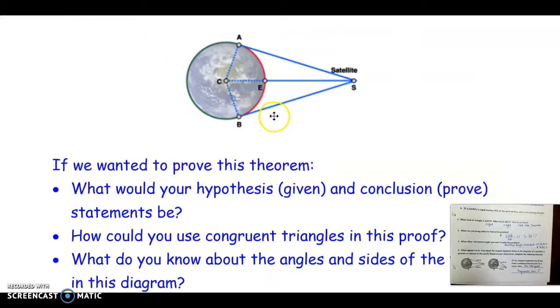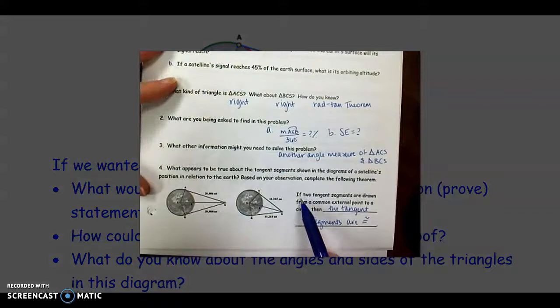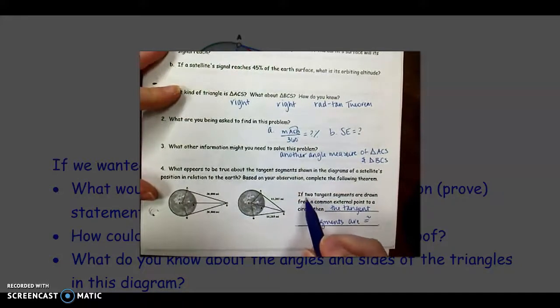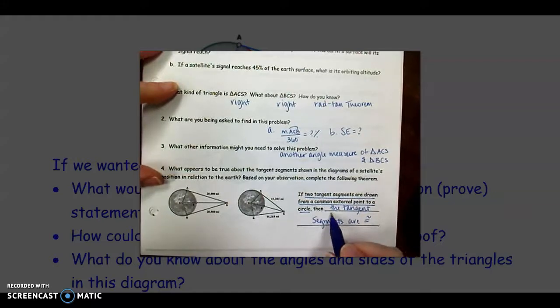So if we wanted to prove this theorem, what would be the hypothesis and what would be the conclusion? So remember, the hypothesis comes from the if part, but it doesn't include the word if. So our hypothesis is two tangent segments that are drawn from a common external point to a circle. That's the hypothesis. The conclusion is the then part without the word then. So our conclusion is the tangent segments are congruent.